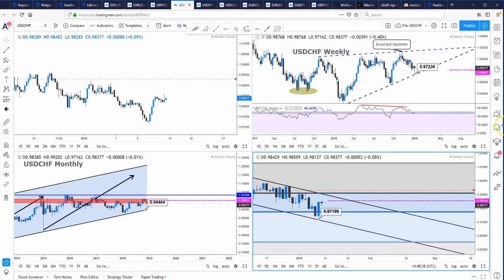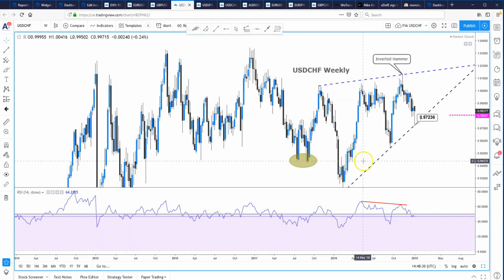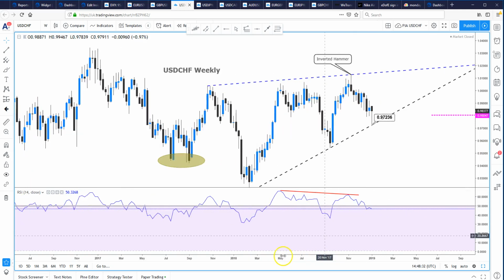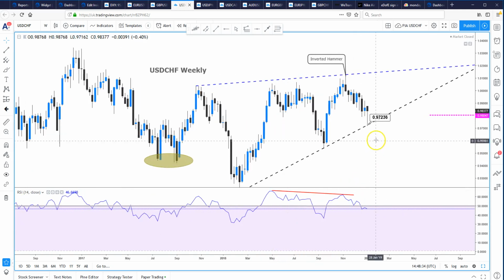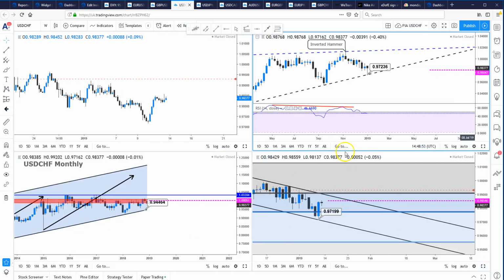Dollar Swiss, mixed volatile trading on the weekly chart, looks like a wedge formation. The wedge formation does have a bias to break to the downside, although we've held on to trendline support, an inverted hammer at the top. This formation still has a bias to break lower. Now we are short in dollar Swiss. We have moved our stop lower to lock in some profit.